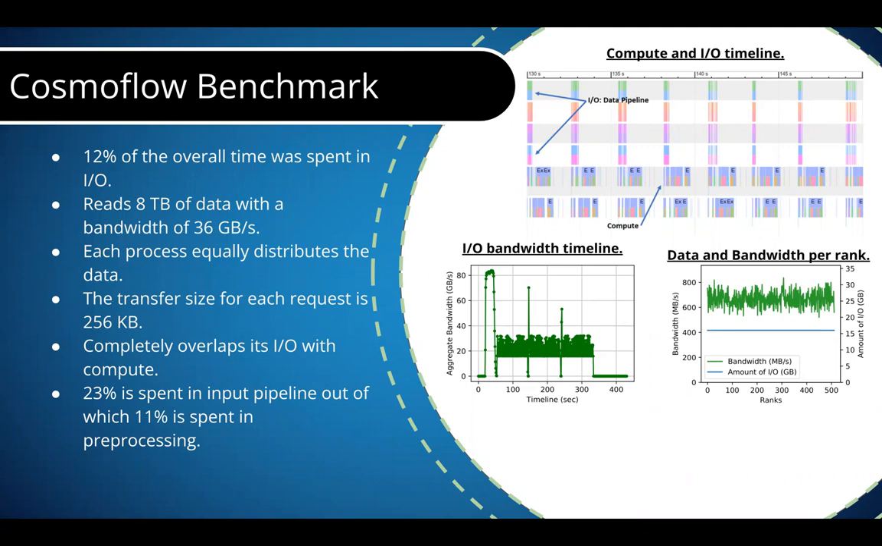We saw that the transfer size of each request within the application was exactly 256 kilobytes, even if the samples were smaller or bigger. This was due to the way TensorFlow internally does IO. It uses a fixed transfer size that you can configure, but the default size was 256 kilobytes, so that's what it does. And the application itself completely overlaps IO with compute. One of the other interesting things we saw here was that out of the 23% that was spent in the input pipeline, around 11% was on data pre-processing in memory.